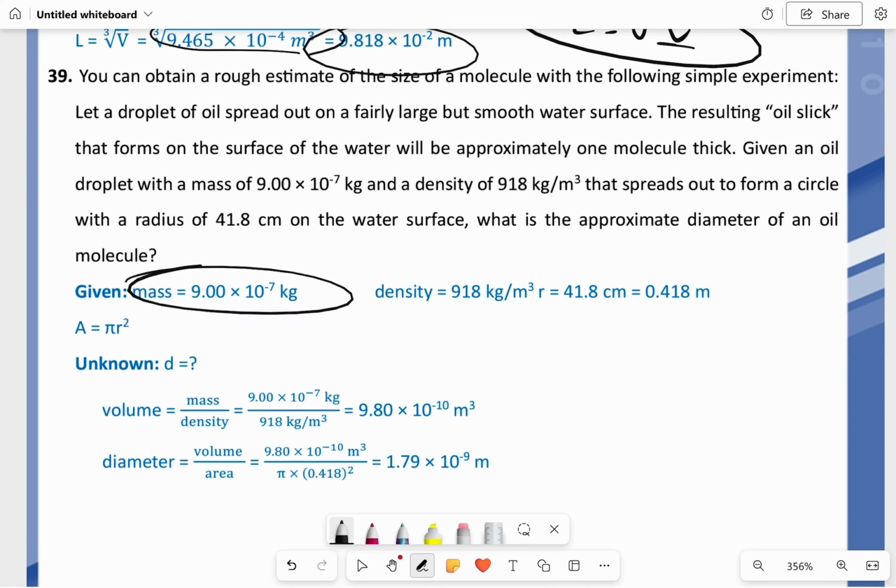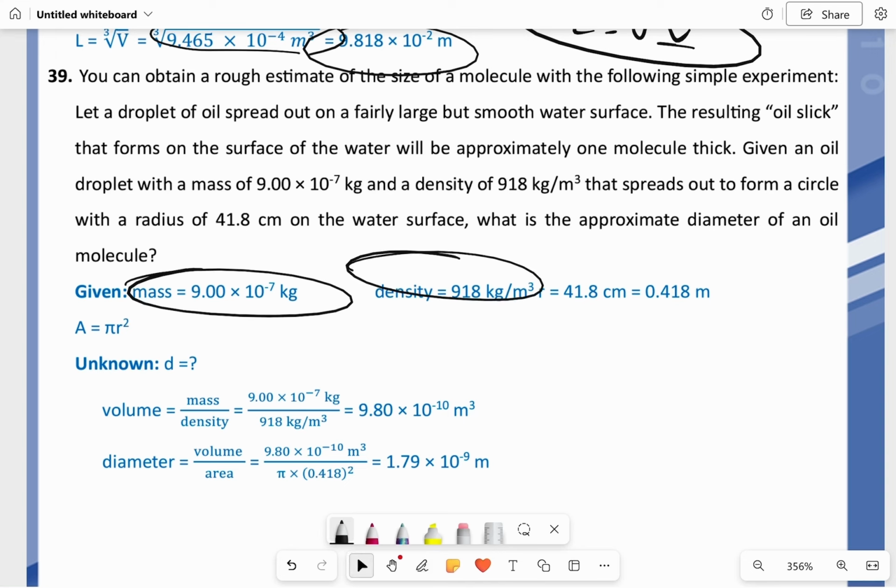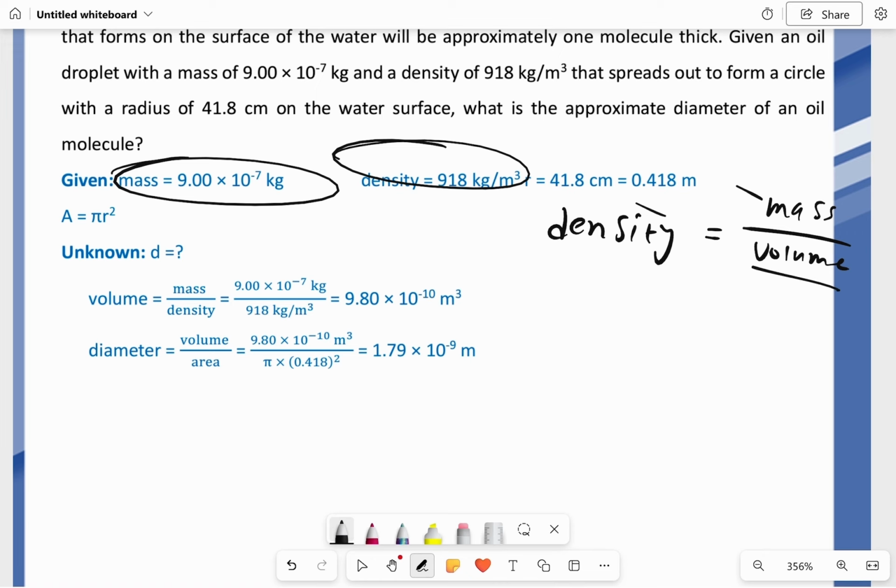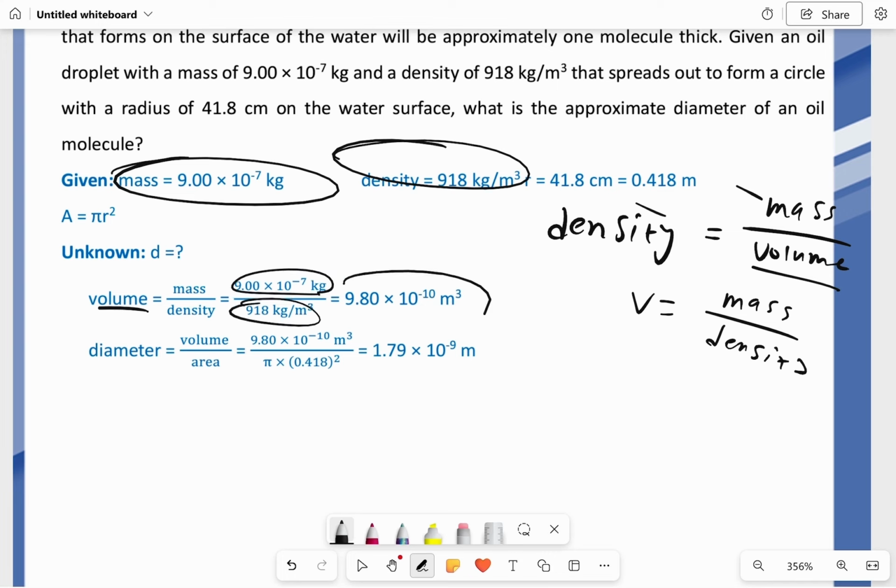So you have mass, you have density, okay? So the formula for density is like this. Density is equal to mass divided by volume. Now you have mass and you have density. You need to find what? You need to find volume. So volume will be mass divided by density. Okay, as you can see here, to find volume, you'll say mass divided by density, and you get this result.